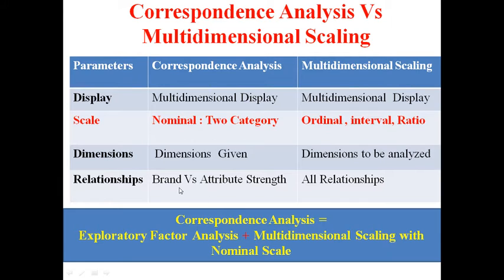Now in case of correspondence analysis, what we find out? In the relationship parameter, we find the relationship between the two nominal variables like the brand and attributes, products and attributes. Such type of relation we find out, and we see what is the strength of relationship. Whereas in case of multidimensional scaling, we find the relationship between the two brands, you can say the two products. There is no comparison like this brand and attributes. Here we only find the relationship between the two products or the two brands.